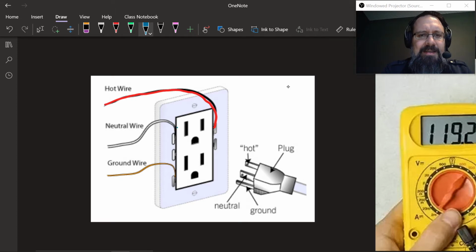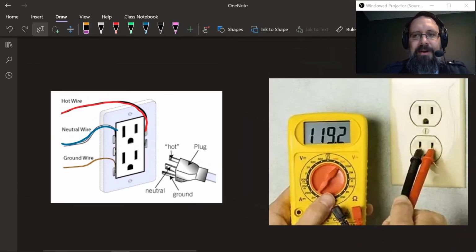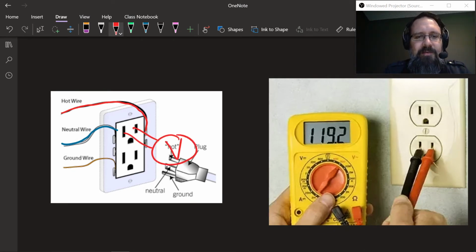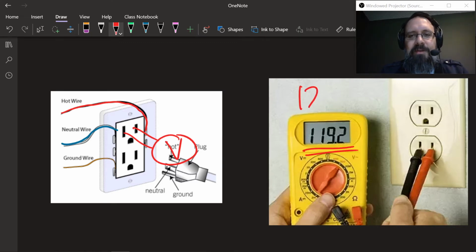But the basic idea is that across these two terminals, so if you plug in, this device is called a multimeter. So if we plug in a multimeter to these two terminals, we can measure what the voltage is across those two terminals. And so we can see right here that in the United States of America, we use 120 volts as our potential difference inside an electrical outlet.